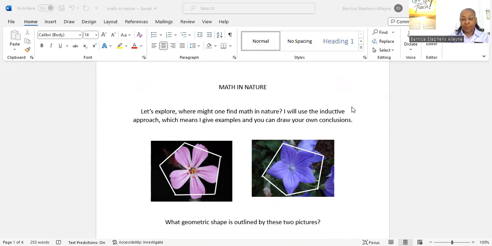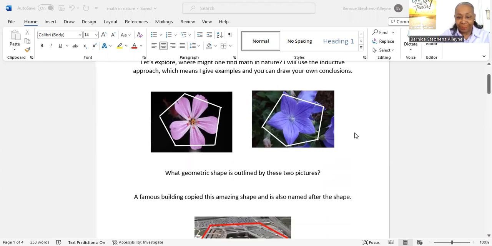So in these first two pictures, I've got two 5-petaled flowers. There are many, many 5-petaled flowers in nature all around us. And I've defined a geometric shape around the setting of the petals. What shape is that? Your question.